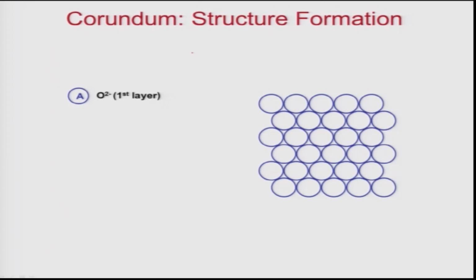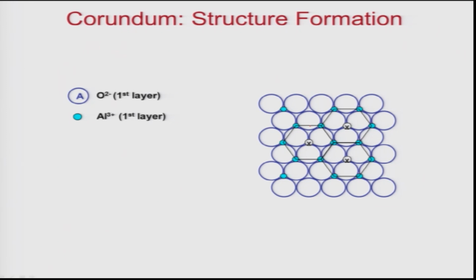So, let us see how the structure is made in this case. The oxygen layer is the first layer. So, this is the A layer of oxygen, and then you have aluminum going to the octahedral voids in the first layer. So, this is, let us say, the octahedral void of the first layer.